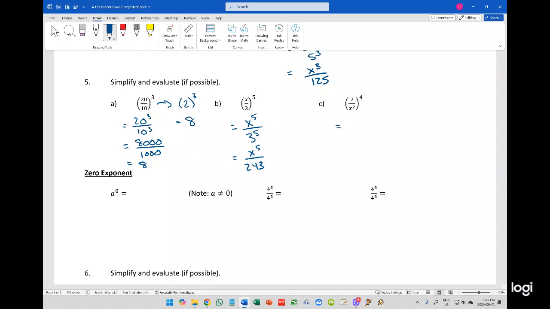The last one here is going to be 2 to the 4 over x squared to the 4. 2 to the 4 is 2, 4, 8, 16. And on the bottom, we multiply exponents for a power of a power, and that's x to the 8.